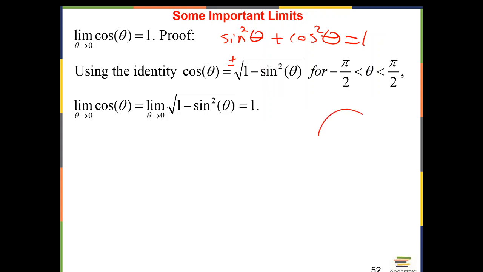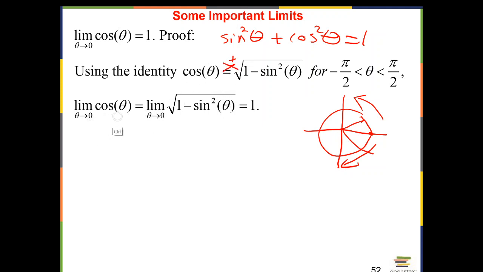But remember, we are trying to go to the left and right of theta. So that means we're staying in this region. If theta approaches 0, we go to the left and right of 0. So this is angle 0, this is positive angle, this is negative angle, right? So we are staying in this region, and if you stay in this region, cosine is always positive. So we don't need the negative one.